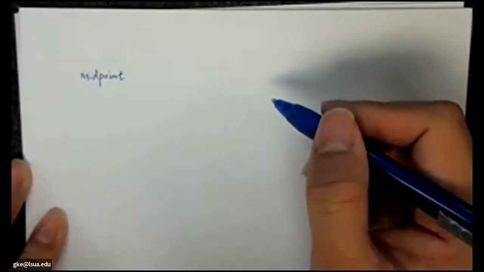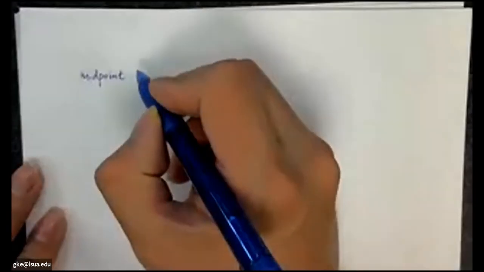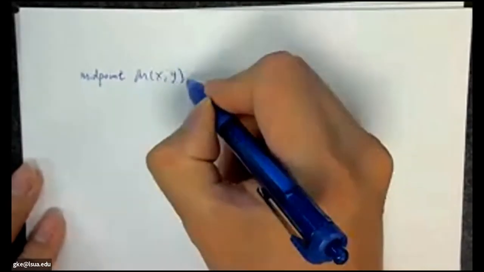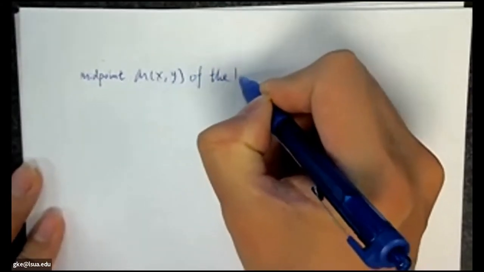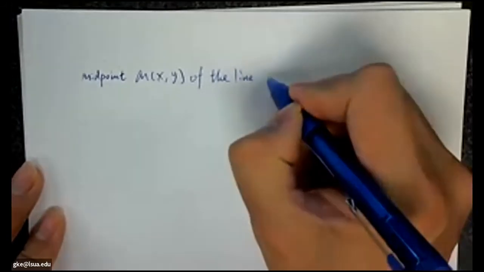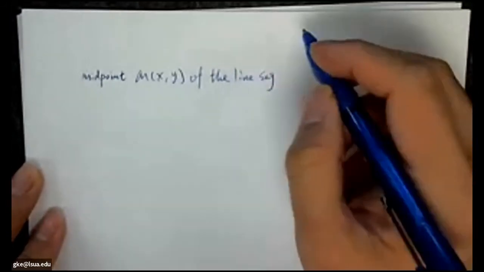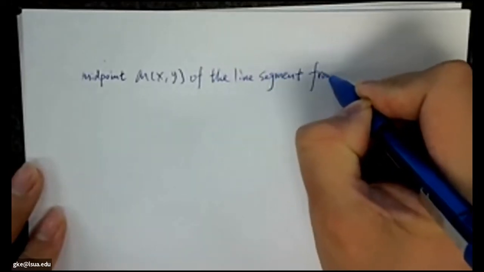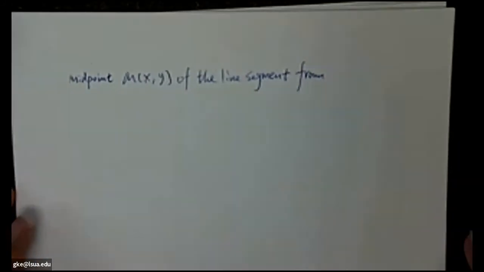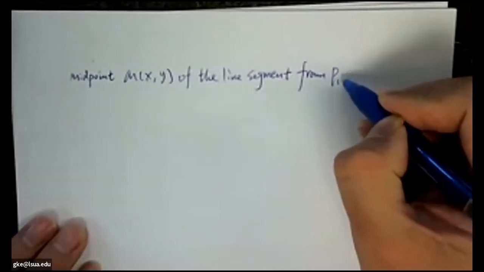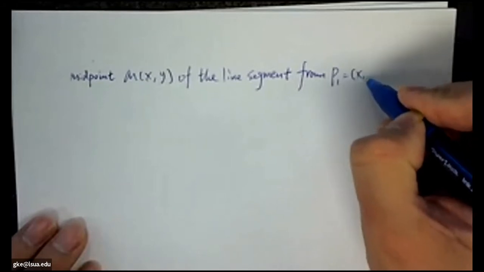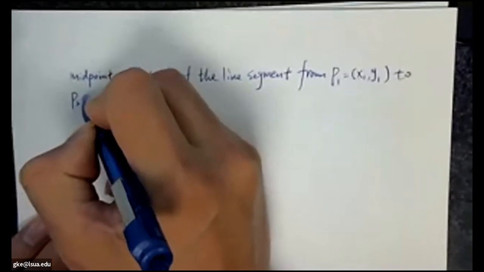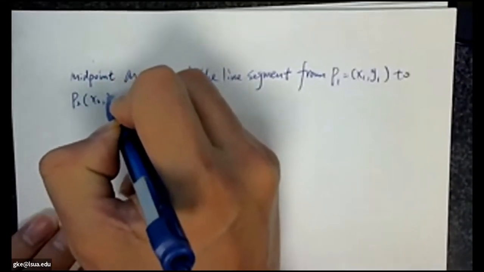Middle point M(x,y) of the line segment from P1 equals (x1, y1) to P2 equals (x2, y2).